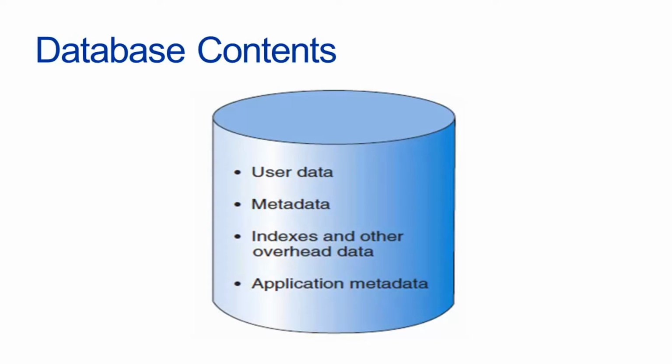And one of the major types of these overhead data are called indexes. Later in our course, we will examine database indexes. And of course, databases can also contain application metadata. So these are data values that are used by the applications which rely upon the database. An application, for example, might store user preferences in the database.